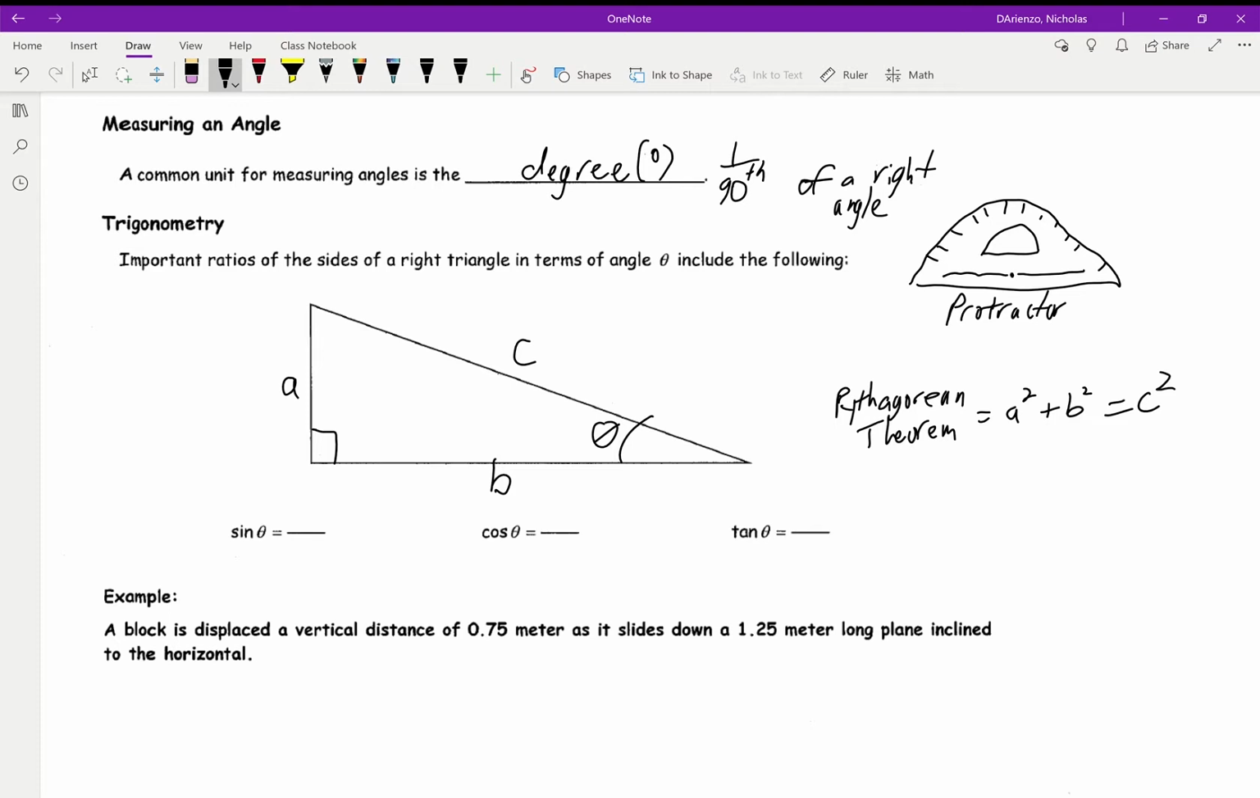We can also relate the sides of the triangle to an angle, the ratio of the sides to the angle in the triangle. For example, if we consider our angle theta there, sine theta is the ratio between side A and side C. Cosine of theta is equal to the ratio of side B to side C. And the tangent of theta is equal to the ratio of side A to side B.